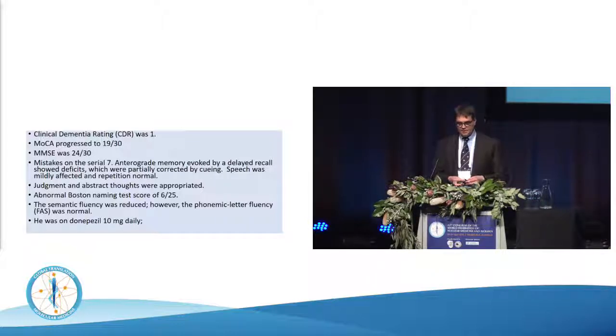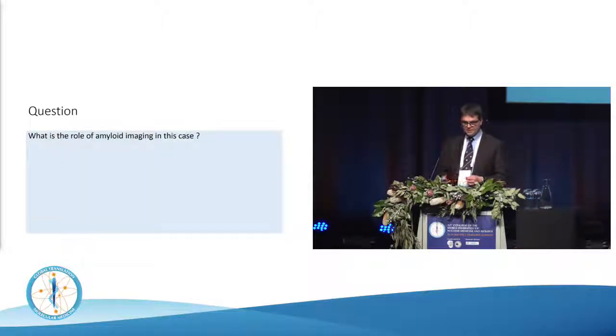Speech was mildly affected. The repetition was normal. The judgment and abstract thought were appropriate. He had a normal Boston naming test. He scored 6 out of 25. The semantic fluency was reduced. However, the phonemic letter fluency was normal in this individual. So it has some features of semantic dementia. And he was on donepezil, 10 milligrams daily.